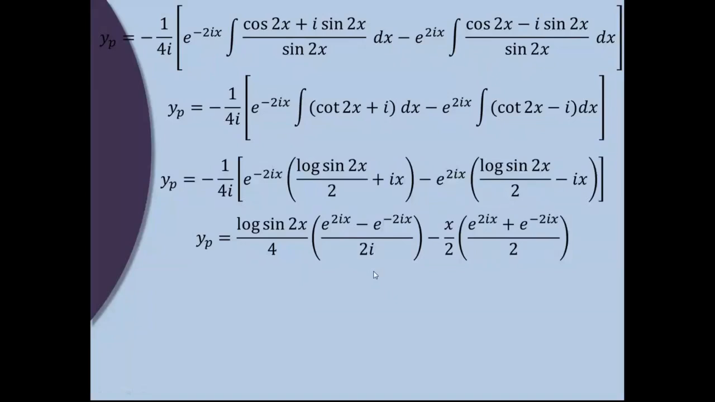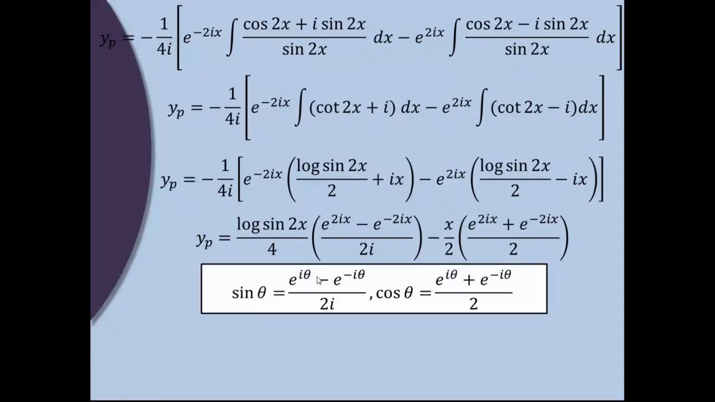Why are we doing this simplification? Because there are some standard formulas for e raised to 2ix minus e raised to minus 2ix by 2i, and the formula for e raised to 2ix plus e raised to minus 2ix by 2. By using Euler's formula, we can get the values of these two terms. The formulas are e raised to i theta minus e raised to minus i theta divided by 2i is nothing but sine theta, and e raised to i theta plus e raised to minus i theta divided by 2 is cos theta. So we can make use of these two formulas over here, and these terms can be replaced by the corresponding sine and cos. Now instead of i theta we have 2ix.